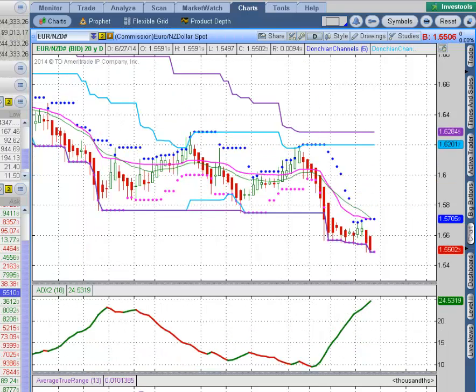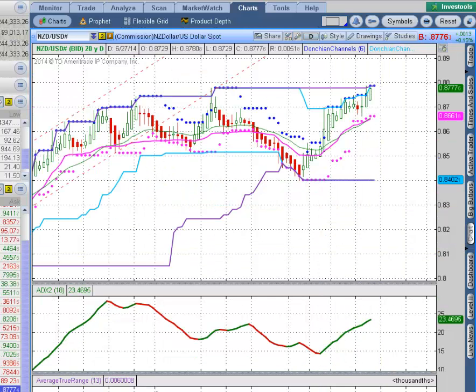The third pair is the Euro New Zealand dollar. This had been going sideways for the last couple of months, recently broke out through the bottom. This would be a bearish trade. The last pair is the New Zealand US dollar. This had been going sideways for the last couple of months, and we would be looking for a bullish trade.